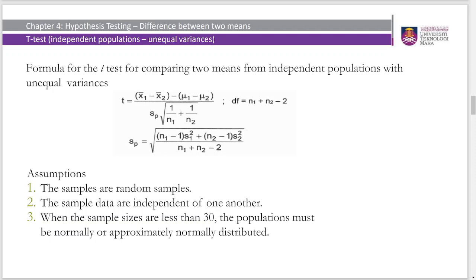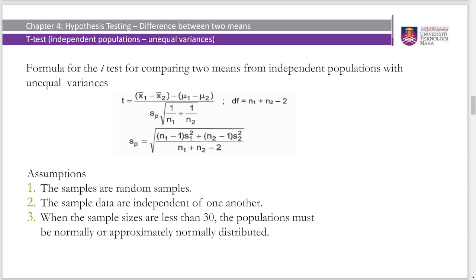So assumption kat sini dah bagi tahu tadi, saya dah terangkan juga dalam table tadi. The assumptions: the samples are random samples. The sample data are independent of one another. When the sample sizes are less than 30, the population must be normally or approximately normally distributed. Maksudnya kalau sample size kita kurang daripada 30, kita mesti ada maklumat bahawa populasi kita adalah tertabur secara normal ataupun approximately normal. Barulah kita boleh gunakan t-test. Kalau tak, kita nak gunakan apa? Kita kena gunakan non-parametric test.